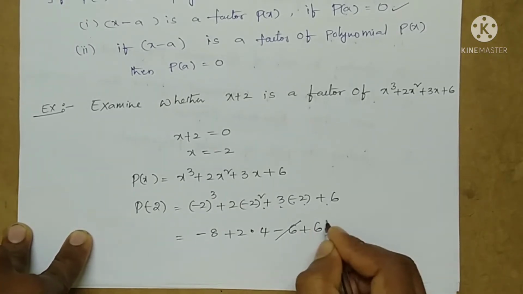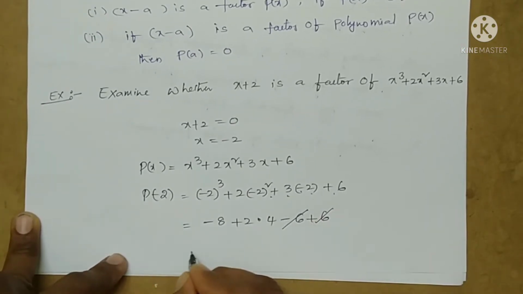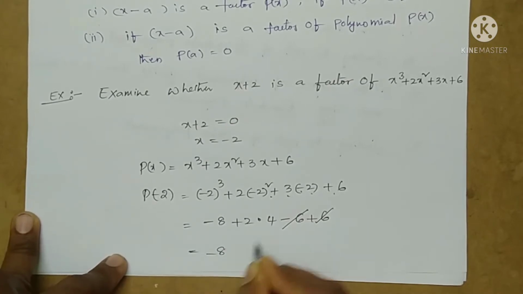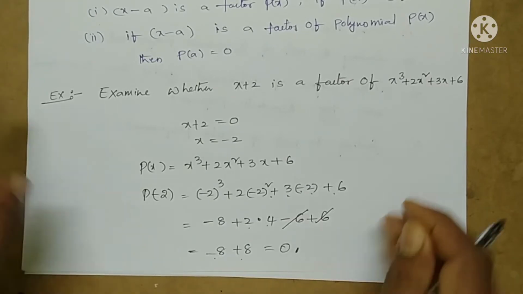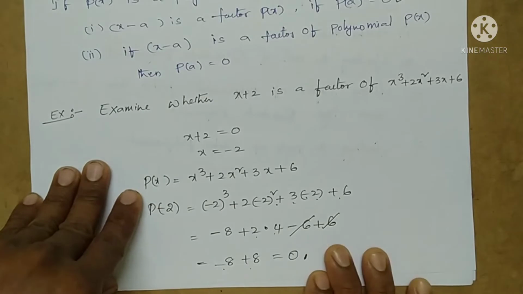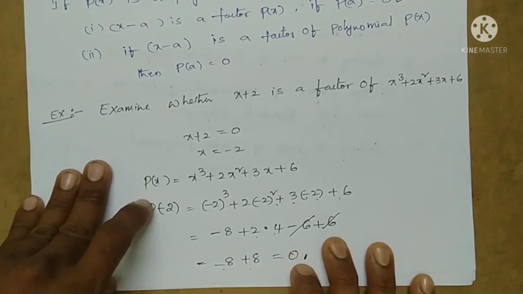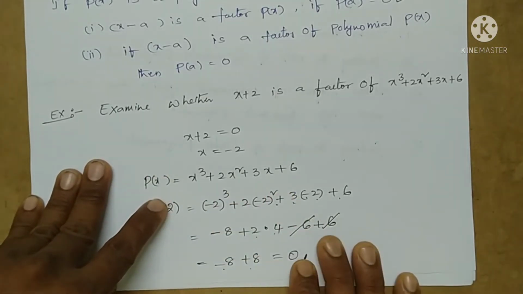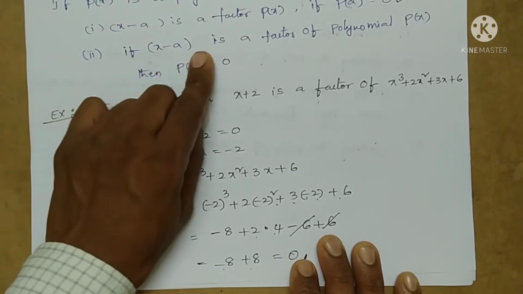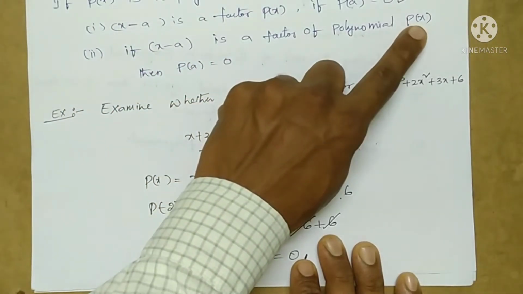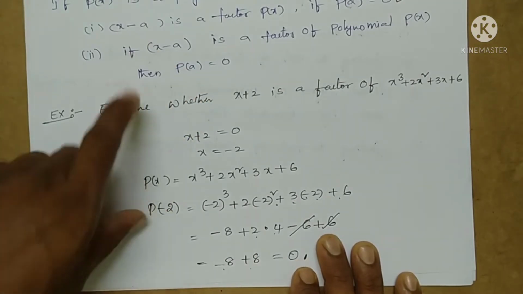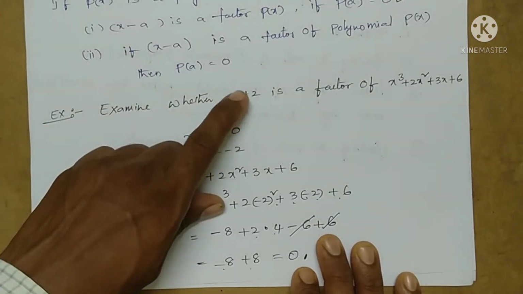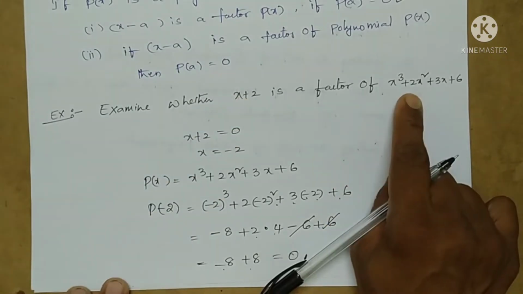So here minus 6 plus 6 cancel each other. So that is equal to minus 8, and 2 fours are 8, so that is minus 8 plus 8. The result is 0. So finally our result is p of a is equal to 0, right? If x minus a is a factor of polynomial p of x, then p of a is equal to 0. So we can conclude that x minus a, here x plus 2, is a factor of the given polynomial p of x.